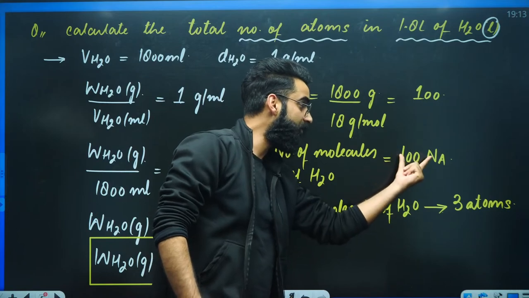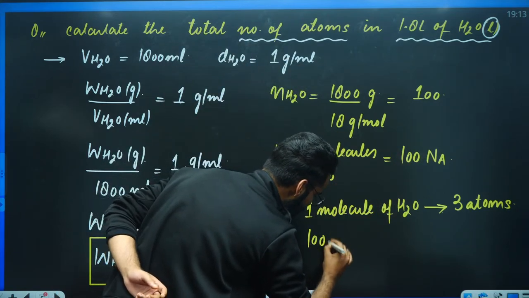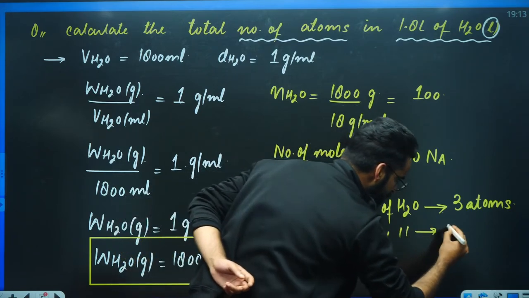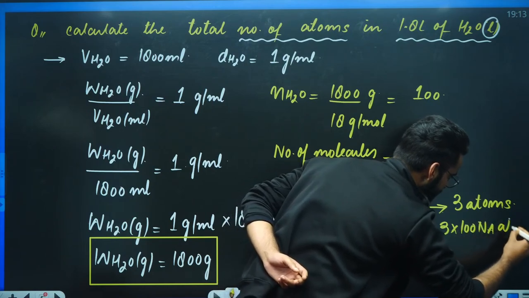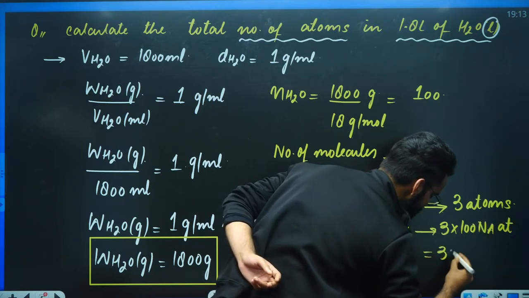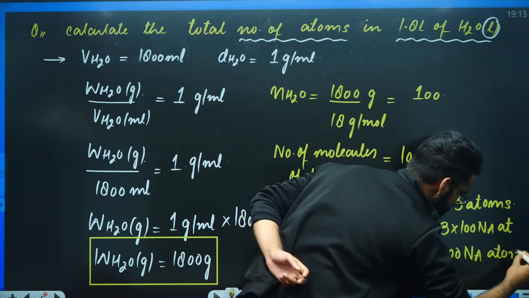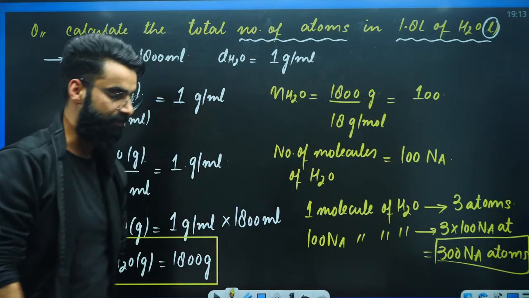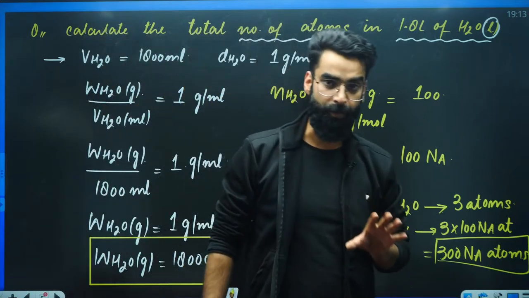And how many molecules of water do we have? 100 Na. So 100 Na molecules of water will contain 3 multiplied by 100 Na atoms in total. So the answer of this particular question is going to be 300 Na atoms. This is something which we were supposed to calculate as far as the question was concerned, right? So be careful with this particular question.